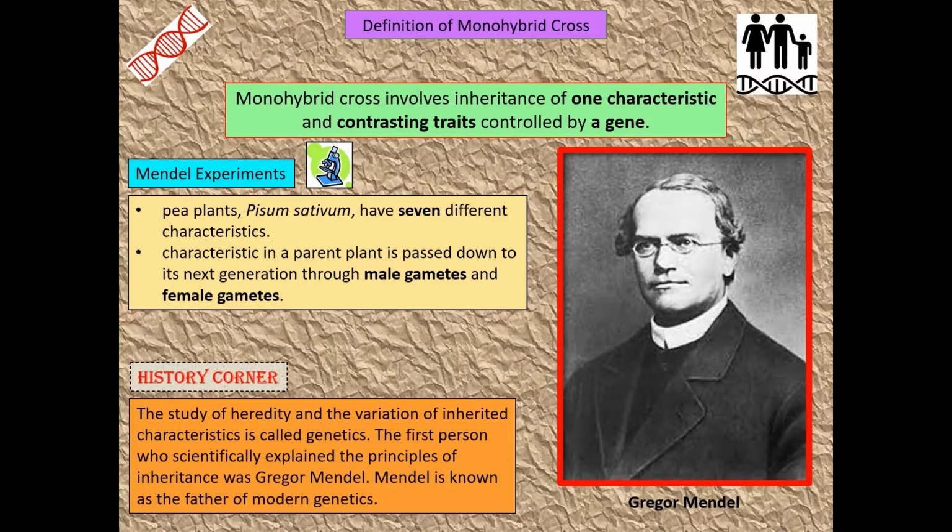Definition of monohybrid cross. Monohybrid cross involves inheritance of one characteristic and contrasting traits controlled by a gene. Based on Mendel's experiments, Mendel found out that pea plants, Pisum sativum, have 7 different characteristics. Mendel suggests that the characteristics in the parent plants are passed down to the next generations through a male gamete and female gamete. So this is Gregor Mendel. He is the first person who scientifically explained the principle of inheritance, so he is known as the father of modern genetics.